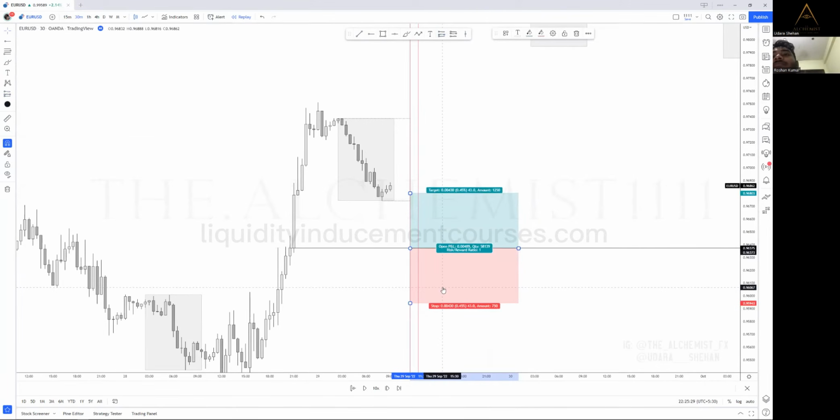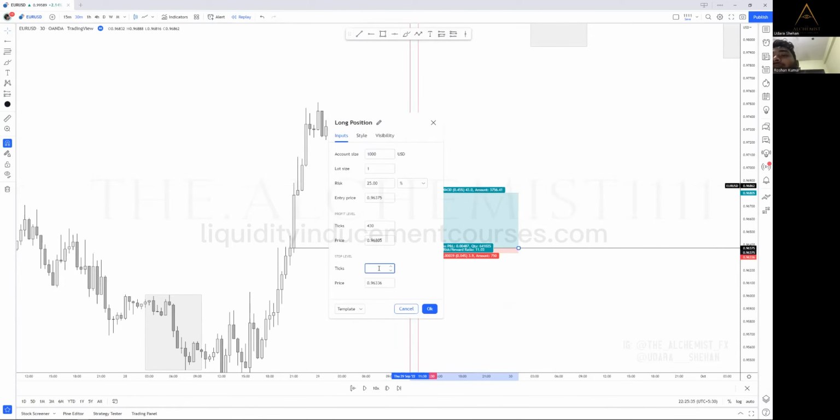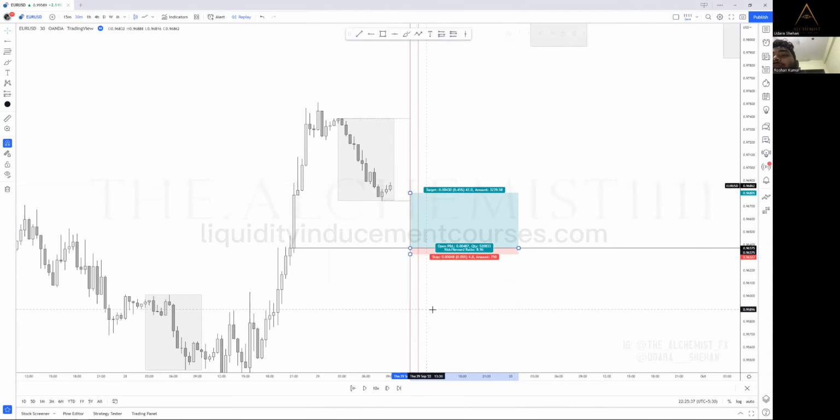Stop loss can go where? Below the rejection block, around 4 pips. I had like 4.8 pips with spreads. And where do we target? Asian high. Can you understand the setup? Okay, so what happens?